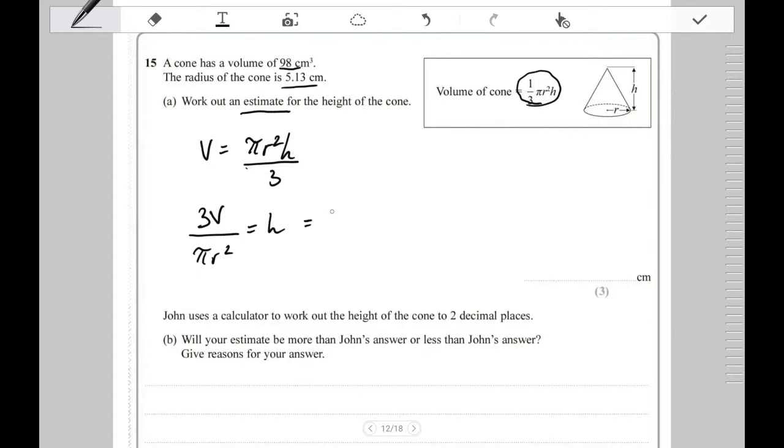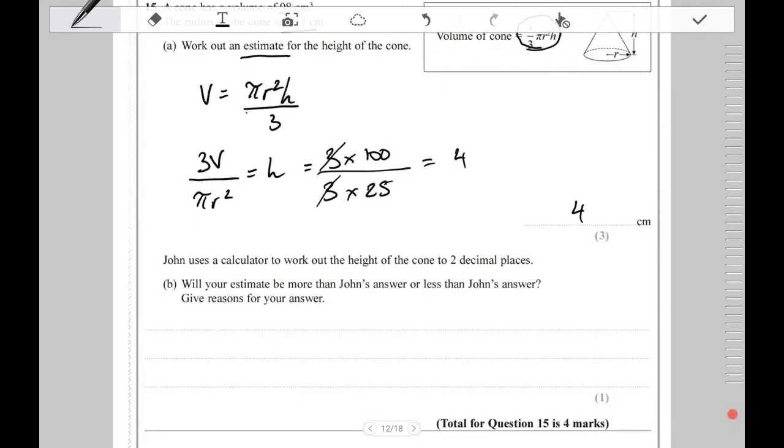So you do 3 times V, which we're going to approximate as 100, and you're going to take pi. Well, pi is 3.14, but we can estimate that as 3, and r we said is 5, so r squared, 5 squared is 25. Simplifying that, the 3's cancel out, you get 100 divided by 25, which is 4. The mark scheme says that your answer can be between 3.5 and 4.5, so as long as your answer is between that and you show working out, then you should get the full marks.